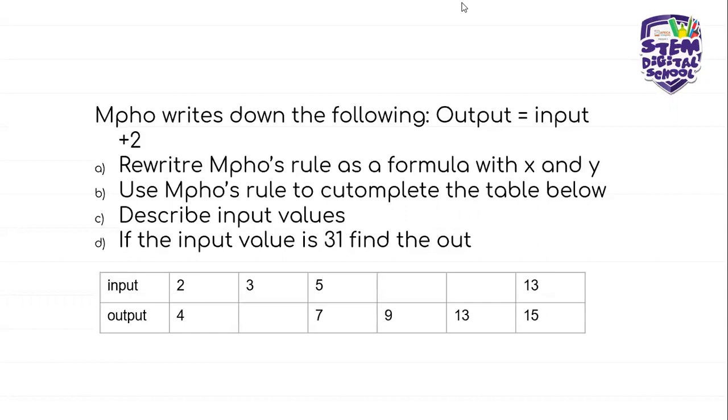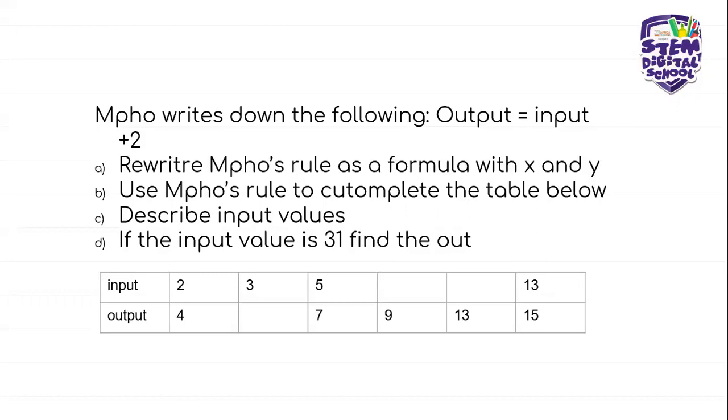Can we now write this as a formula with X and Y values, where X stands for the input, and Y stands for the output? Can we write that in that fashion? You can put it in the group chat if you can. I want you to write the rule, or the formula rather, in terms of X and Y. And it is clear. This is what Mpho has written to you: output is equal to input plus X.